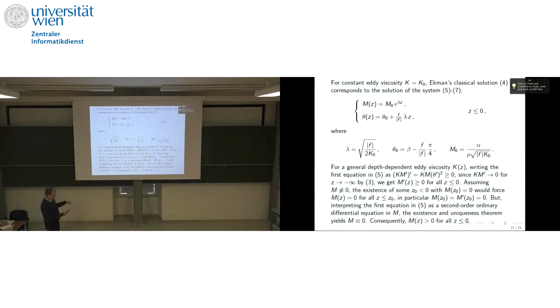And now you go back to the system in polar coordinates, and you interpret this equation as a second order ODE in M. It has smooth coefficients, and this is the initial data, 0, 0. There can only be one solution, and that's 0.